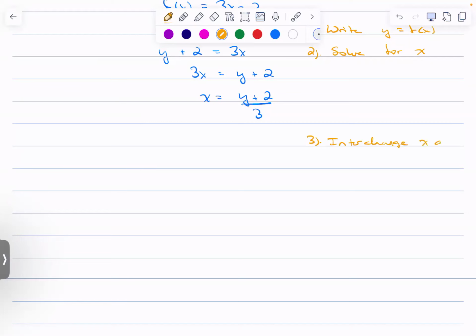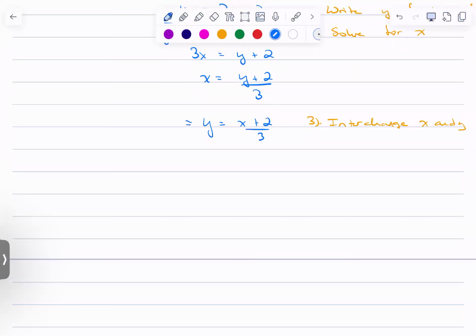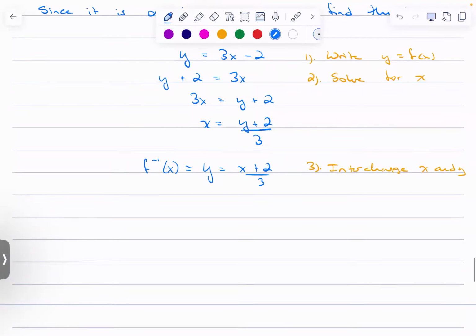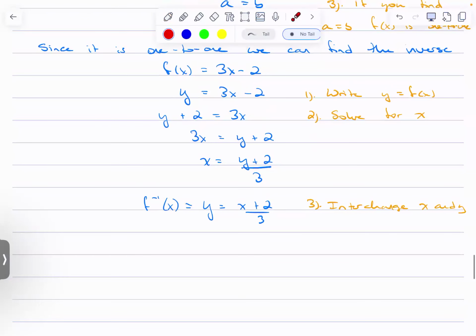Interchange x and y. So then you get y is x plus 2 divided by 3, which is equal to f inverse of x. Right, that's the function that undoes 3x minus 2. Okay.